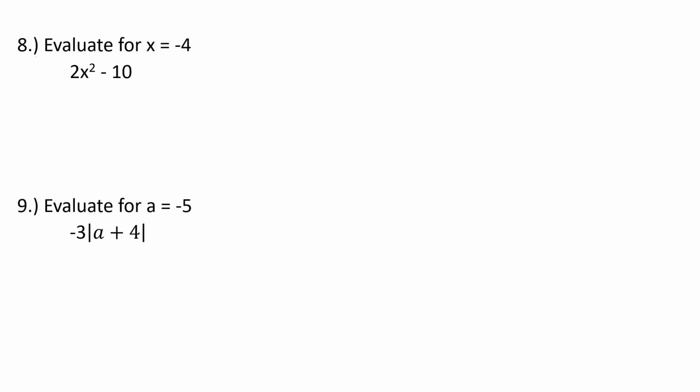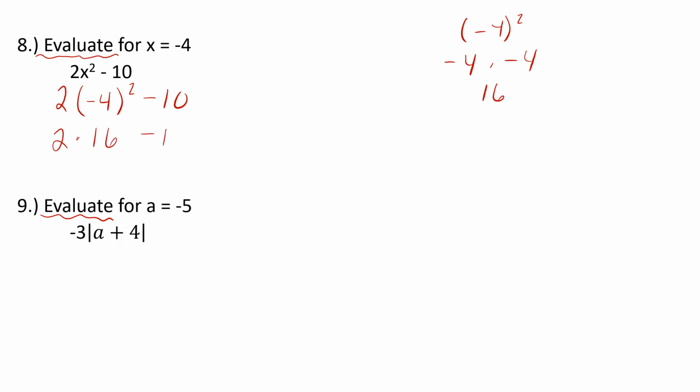Coming back to evaluating, and remember, evaluate, that directional word means to basically plug in the variable and say what it is equal to. So we have 2 times x squared minus 10, and we are going to plug in the negative 4. So that would be 2 times negative 4 squared minus 10. Now, quick little reminder here, negative 4 squared means negative 4 times negative 4. And a negative times a negative would give us a positive. And so this will be 2 times 16 minus 10. 2 times 16 is 32, and 32 minus 10 is 22.